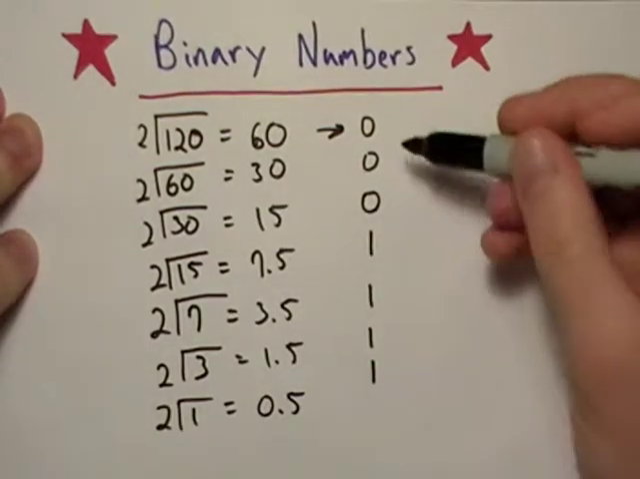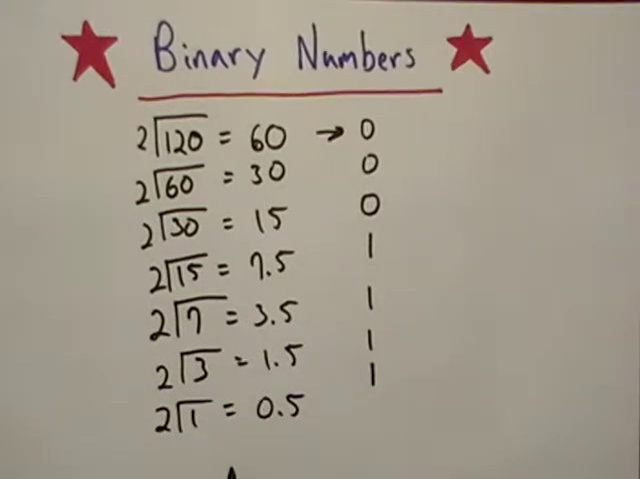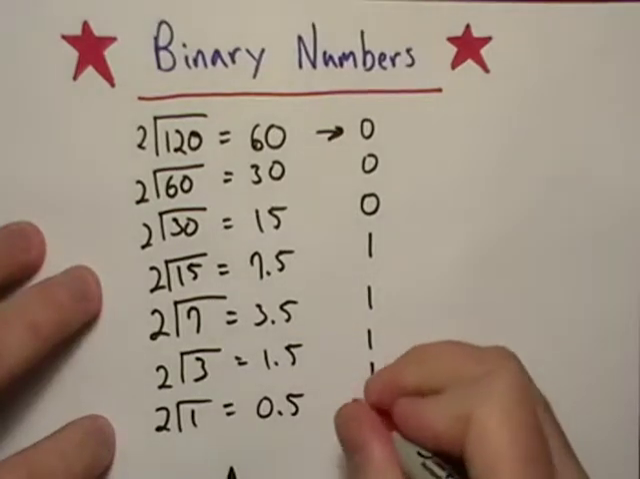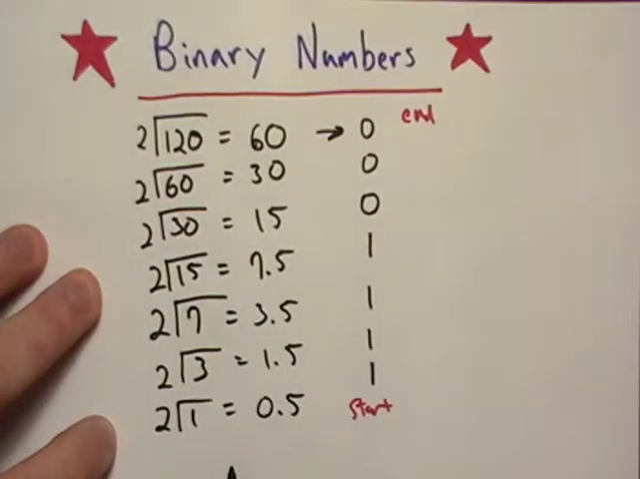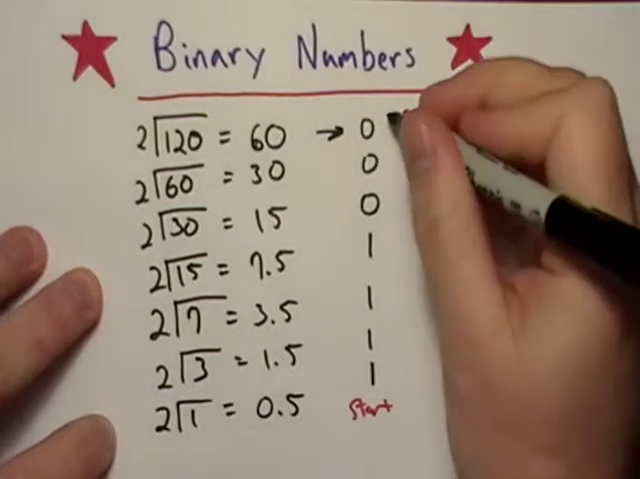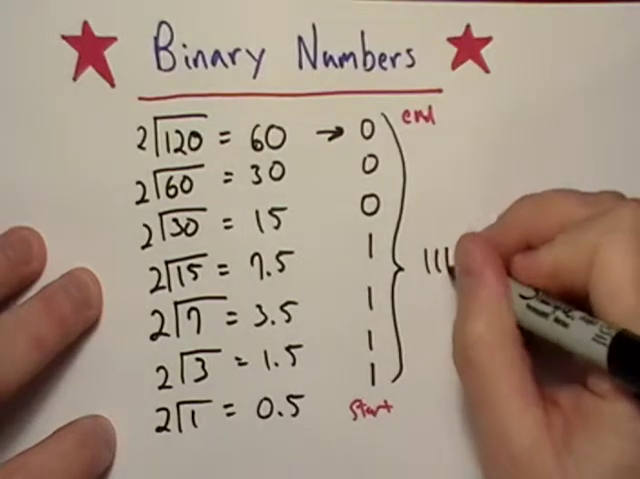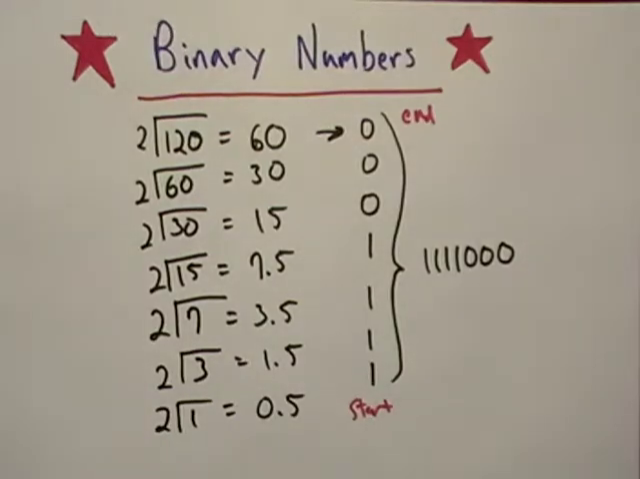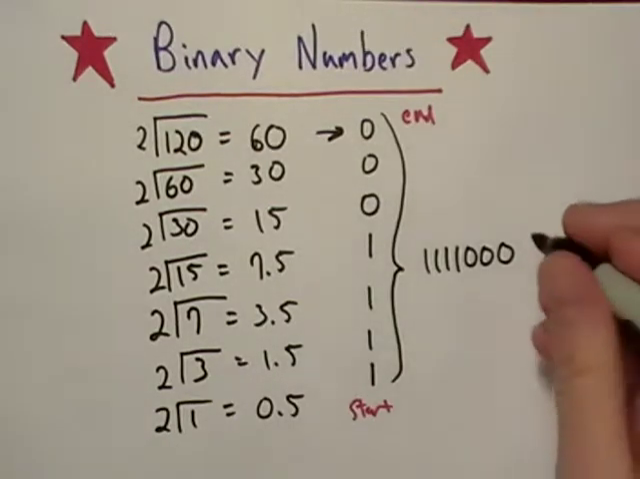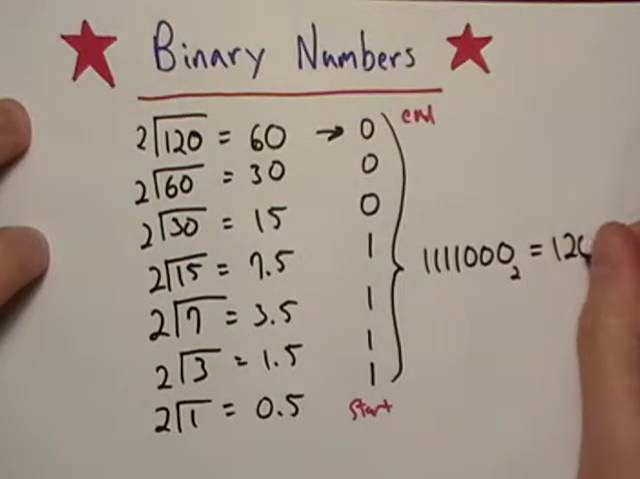Okay, and now it looks like we're starting to get somewhere. The only thing you have to remember after you do this is which end is the start of the number and which is the end. So at the end of the day, this right here is going to be 1111000. That's the binary representation of 120.